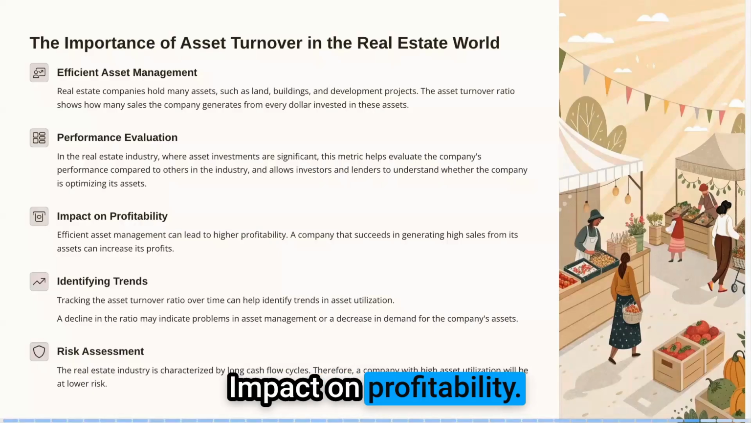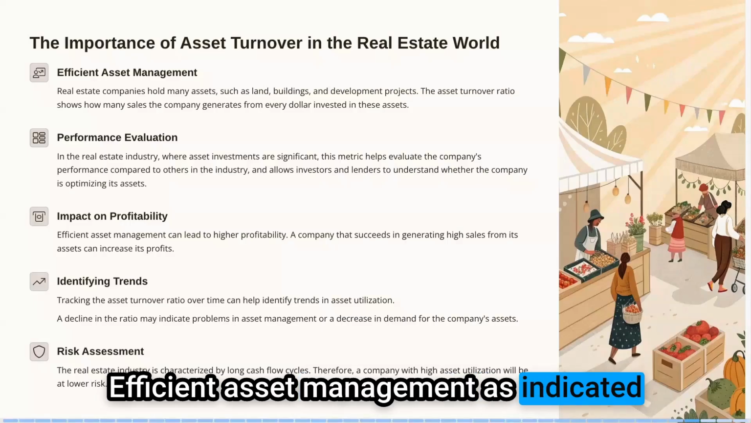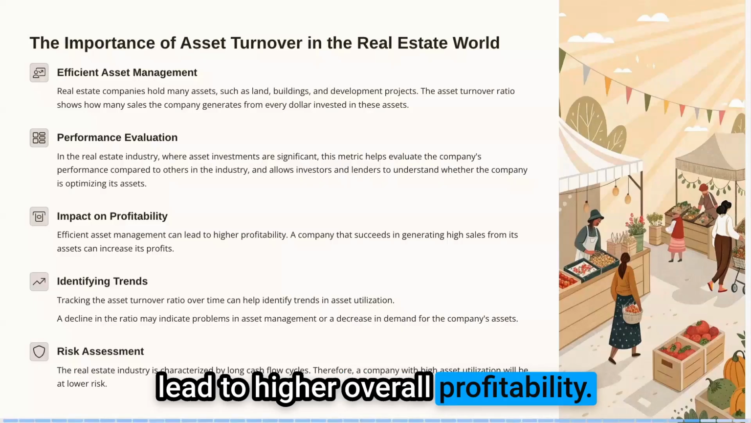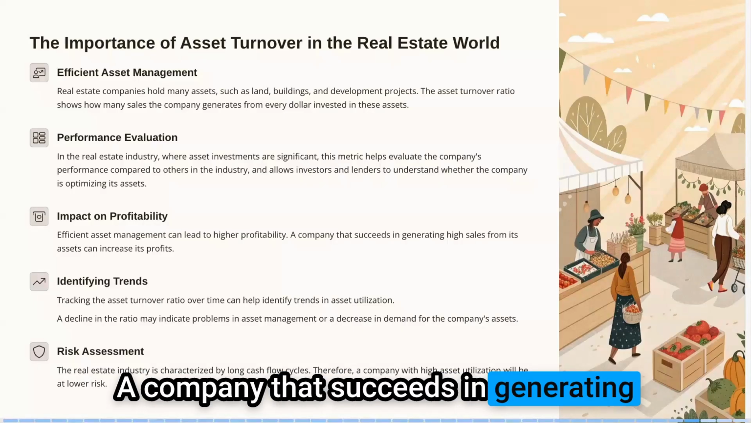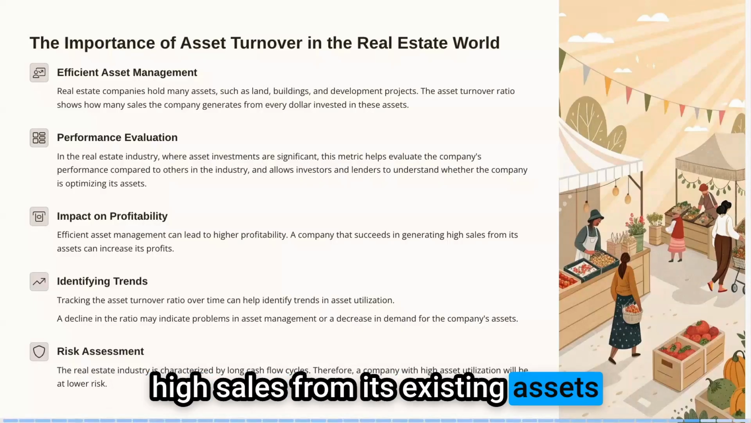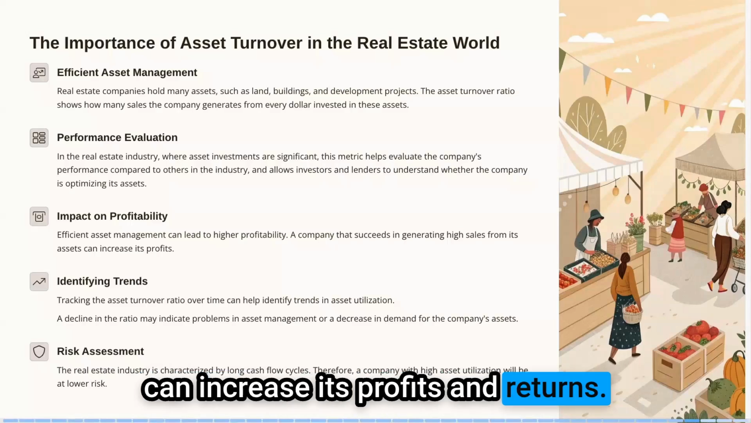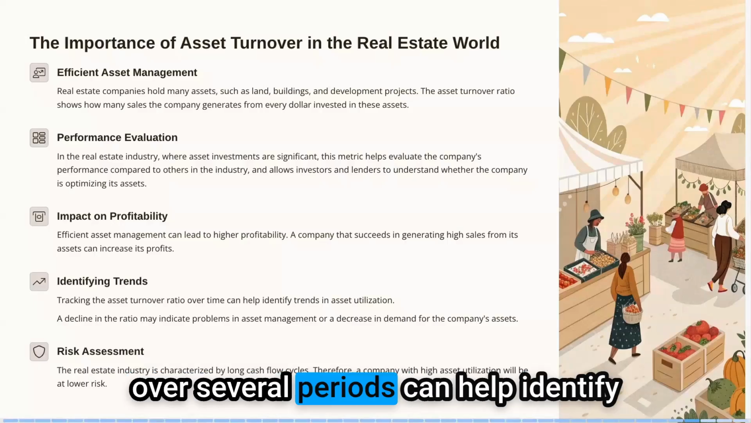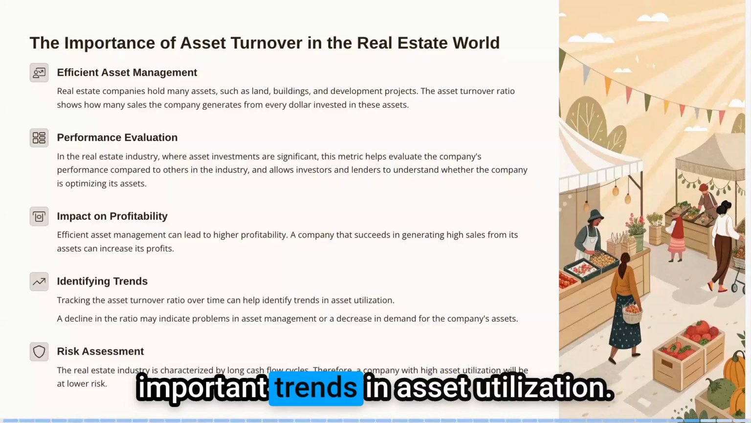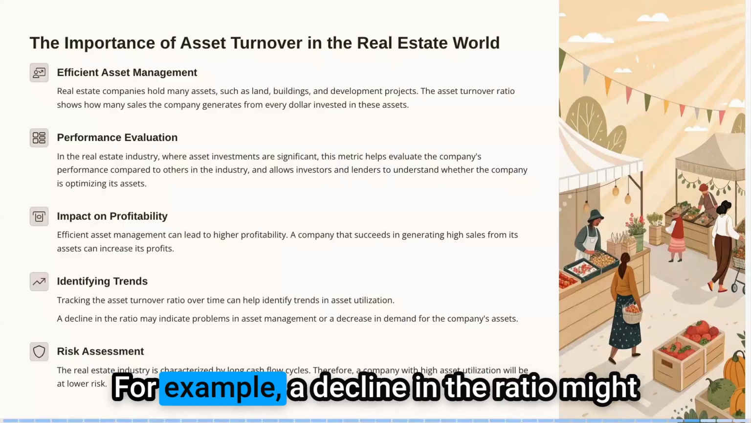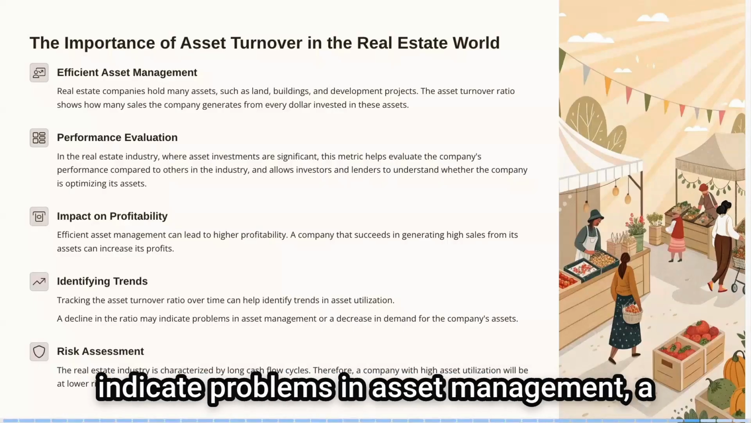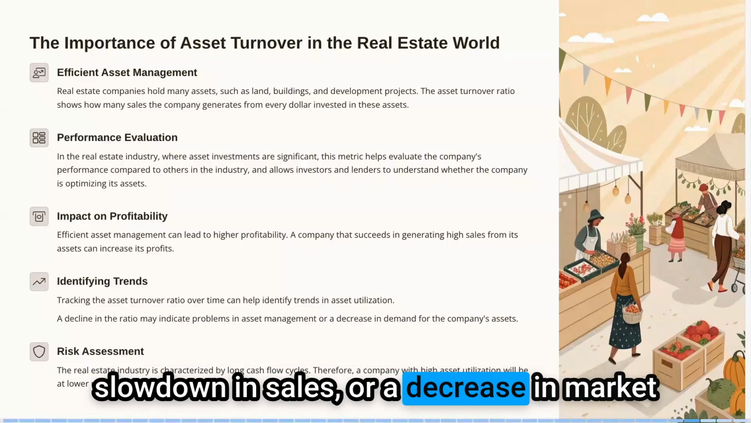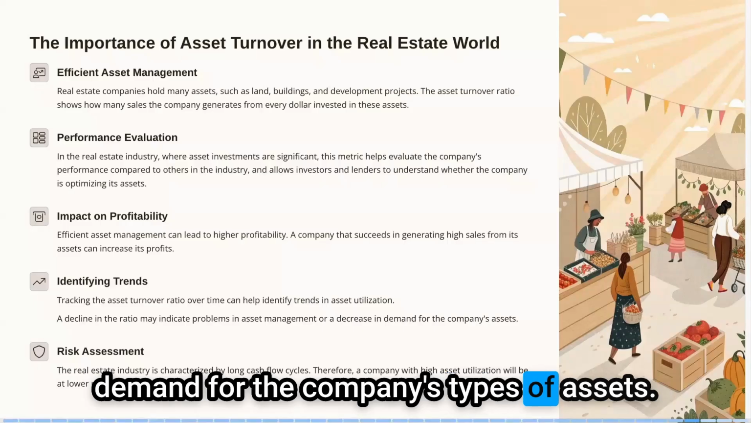Impact on profitability. Efficient asset management, as indicated by a good asset turnover ratio, can lead to higher overall profitability. A company that succeeds in generating high sales from its existing assets can increase its profits and returns. Identifying trends. Tracking the asset turnover ratio over several periods can help identify important trends in asset utilization. For example, a decline in the ratio might indicate problems in asset management, a slowdown in sales, or a decrease in market demand for the company's types of assets.